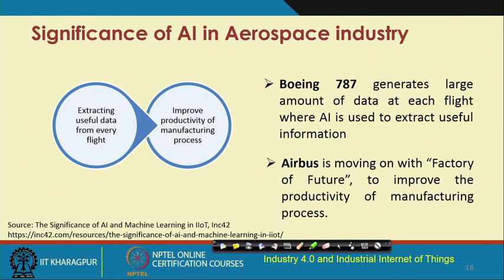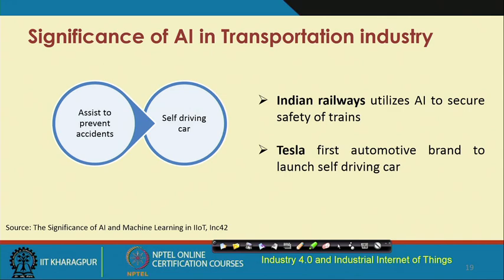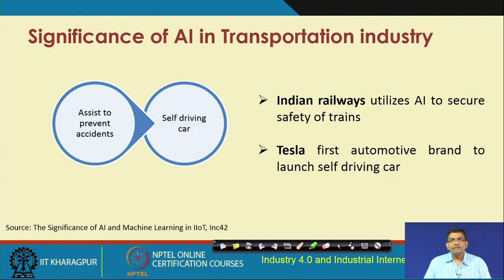In the case of rail transportation or automotive transportation, etcetera, AI is also used. Self-driving car is something that I mentioned at the outset, like this, assisting drivers to prevent accidents. These are some of the different applications of the use of AI in the transportation industry.